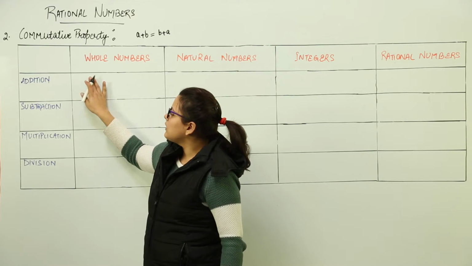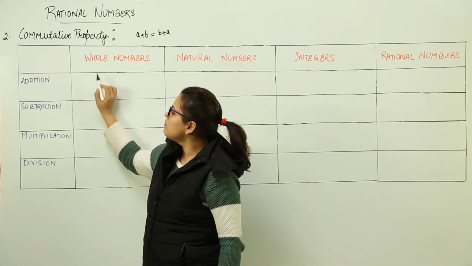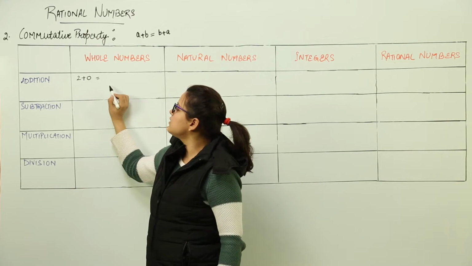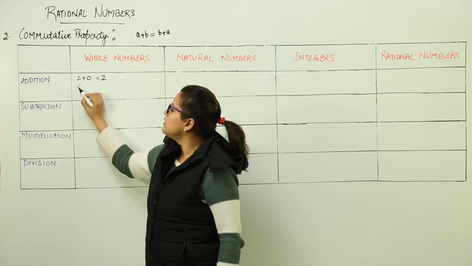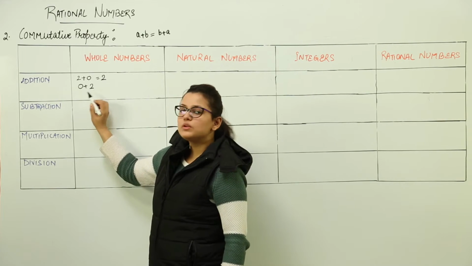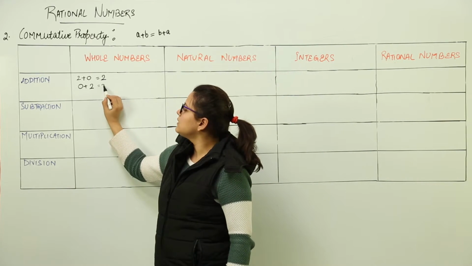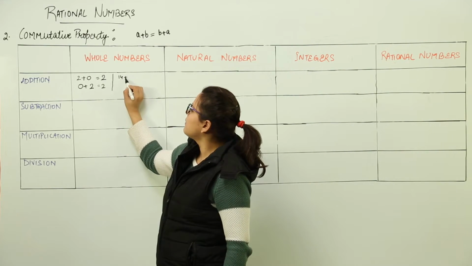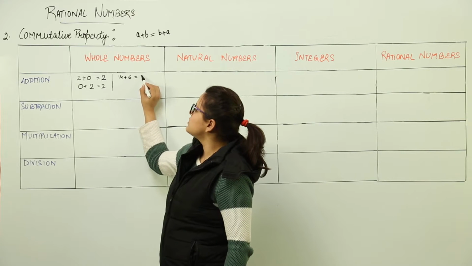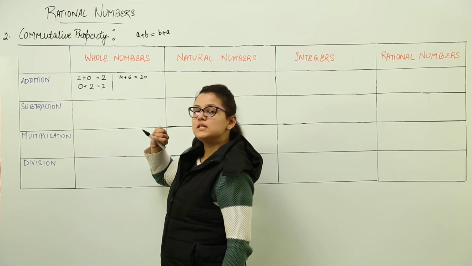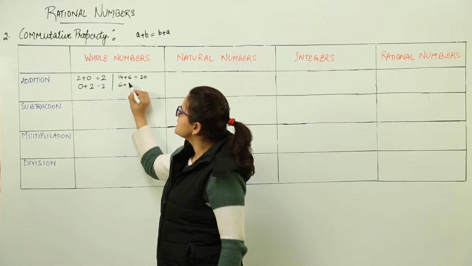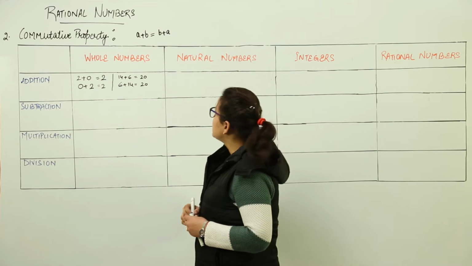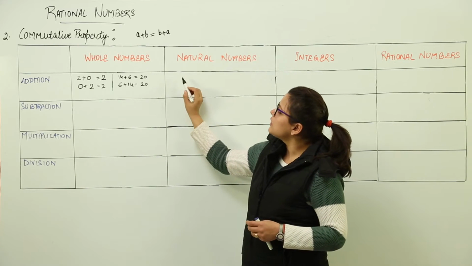For whole numbers, let us take the addition of whole numbers. Let's take 2 plus 0. What does it give me? 2. If you do 2 and 0 in the reverse order, the answer would remain the same. Let us take another example. 14 plus 6 gives you 20. Sure. And what does 6 plus 14 give you? 20. Understood?